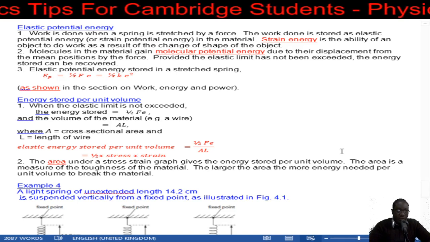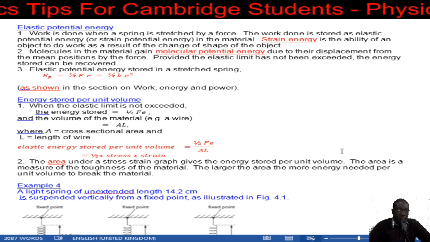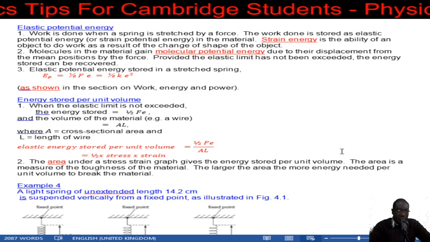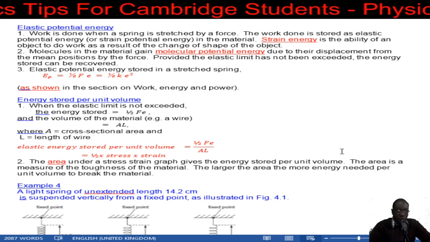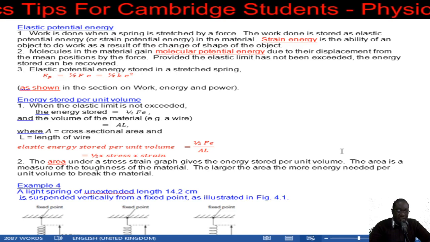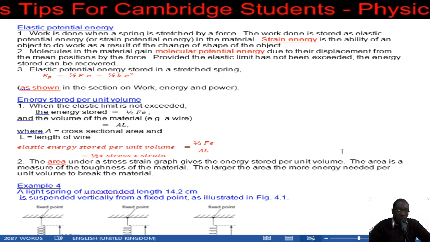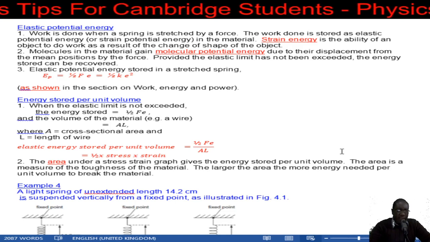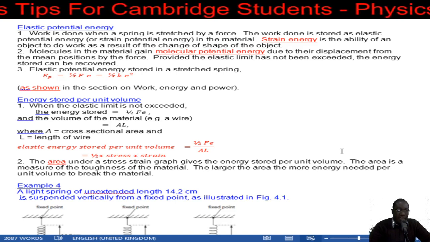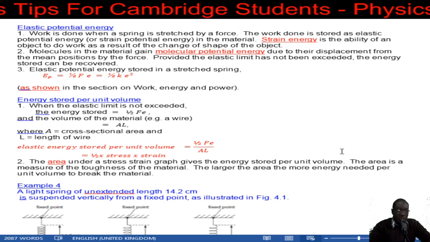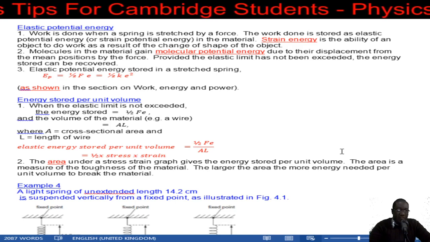Next, we want to talk about energy stored per unit volume. When the elastic limit is not exceeded, the energy stored, remember we said, is half F times E, and the volume of the material, e.g. of the wire, is AL. Now we want to find the energy stored per unit volume, so it's going to be that energy, half Fe, divided by the volume.